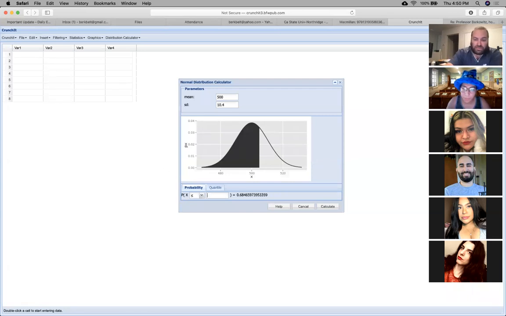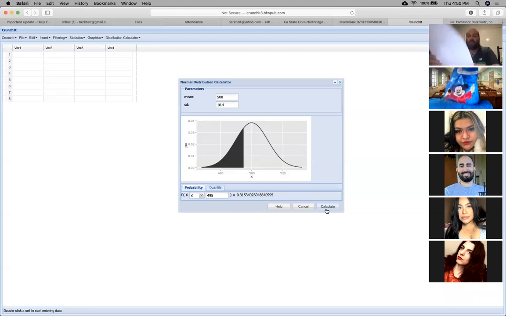If we do less than 495, then we get 31.534%. So the question is, if I use less than 505 and I get this number, and less than 495 and I get that number, how do I use those two numbers to get what's in between them?